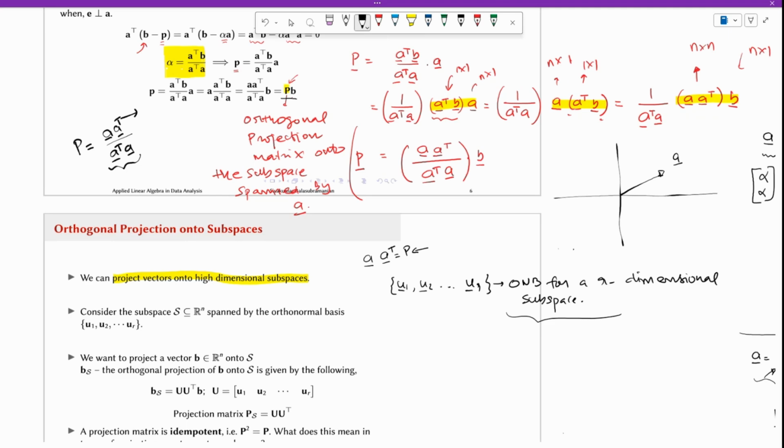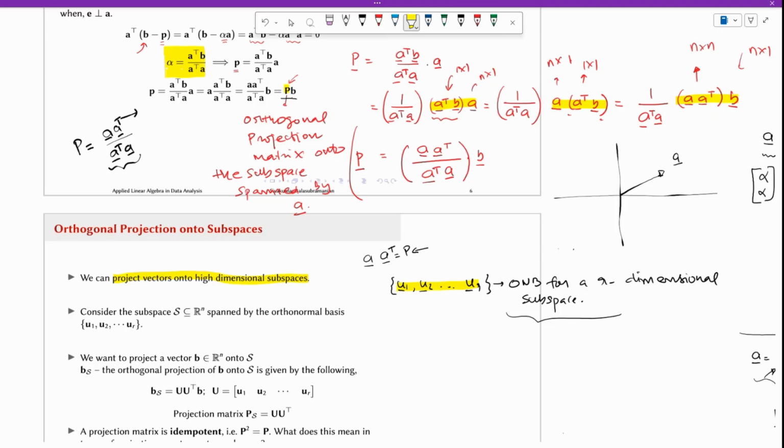The orthonormal basis is where the second norm of all the vectors is 1 and all the vectors are mutually perpendicular to each other. So if you want to find the orthogonal projection matrix onto an r-dimensional subspace, what you really need is an orthonormal basis for that subspace.